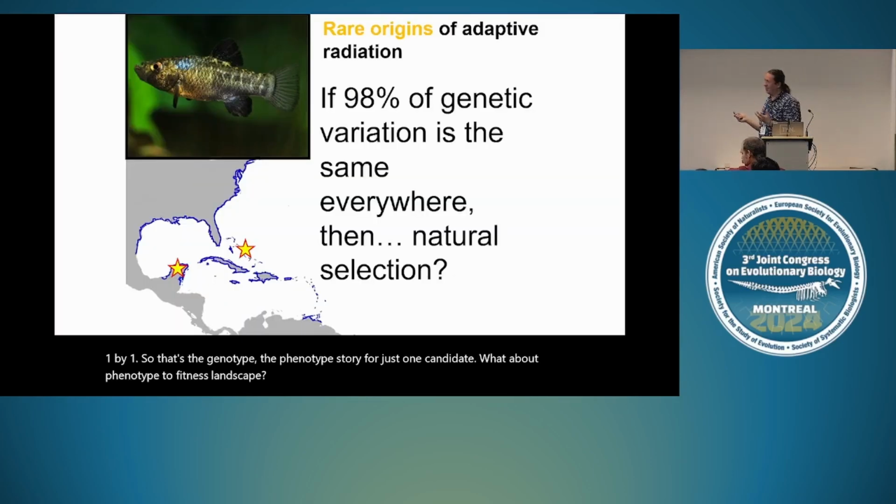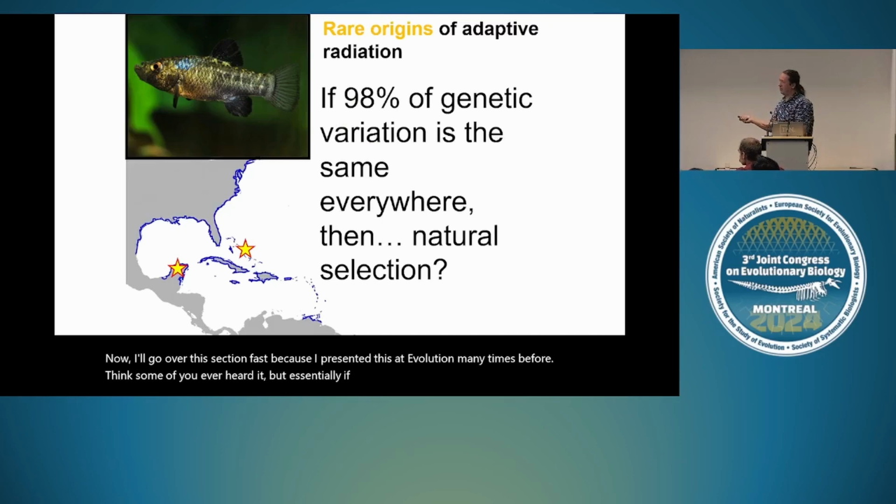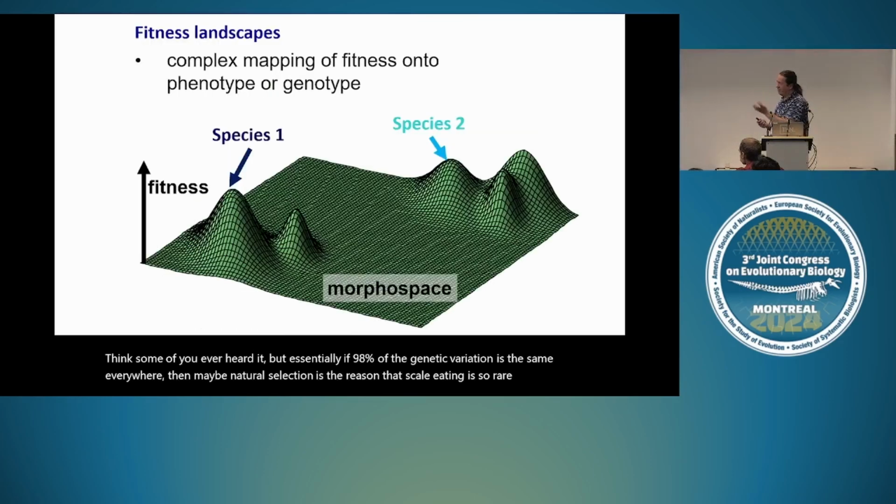Now, I'll go over this section fast because I've presented this at Evolution many times before. I think some of you have heard it. But essentially, if 98% of the genetic variation is the same everywhere, then maybe natural selection is the reason that scale eating is so rare, right? And so to do this, as a grad student, what we really want to do is measure hybrids, not just the wild phenotypes.